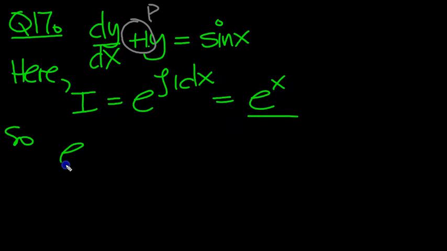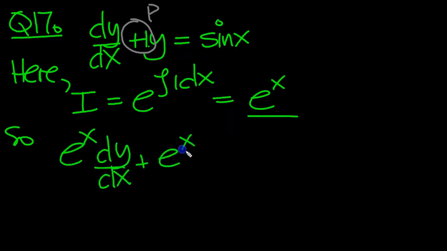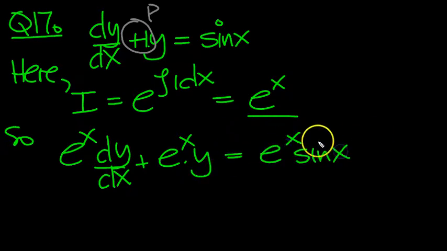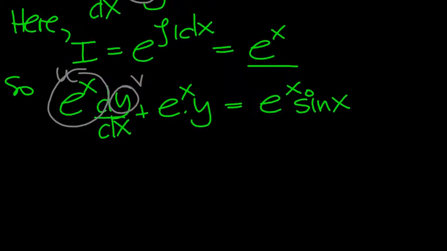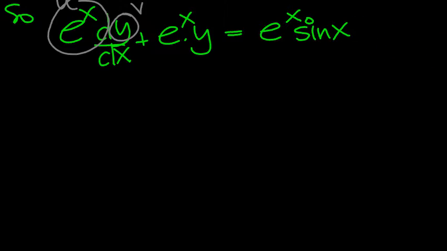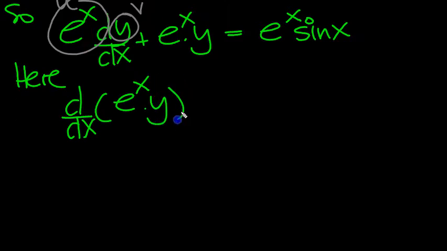So multiply through by e to the x all the way through then: e to the x dy/dx, plus e to the x times y, is equal to e to the x sine x. Now we can circle the u and the v. That's always going to be u in that position there, that's always going to be v. So we can concentrate our efforts on this now. So here, d by dx of u times v, e to the x times y, is equal to e to the x sine x.